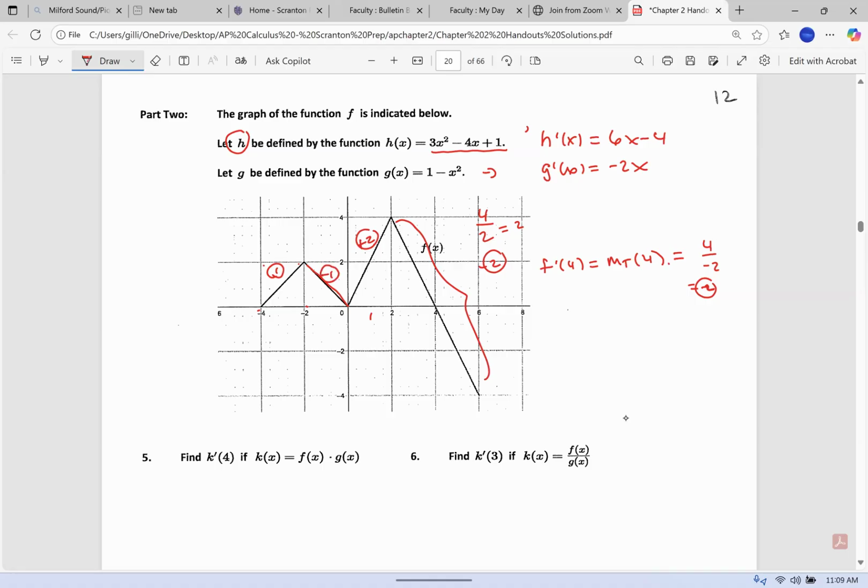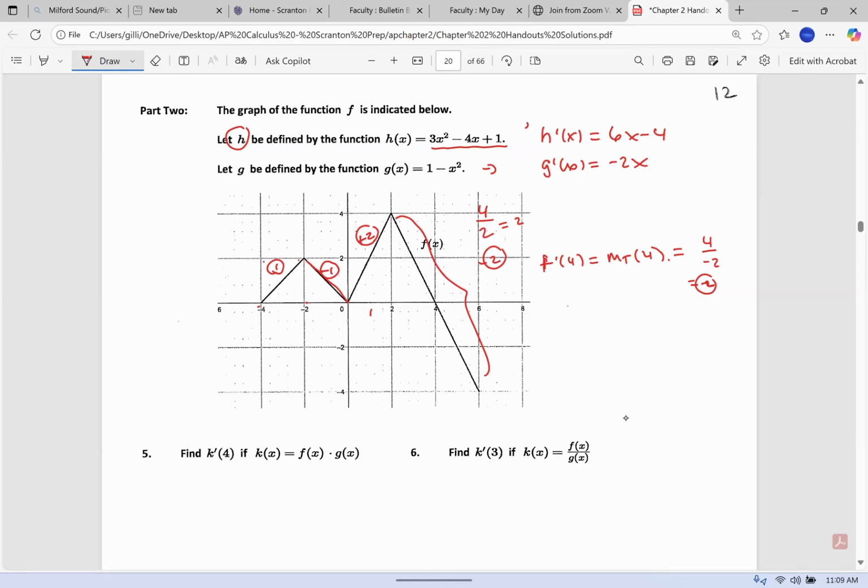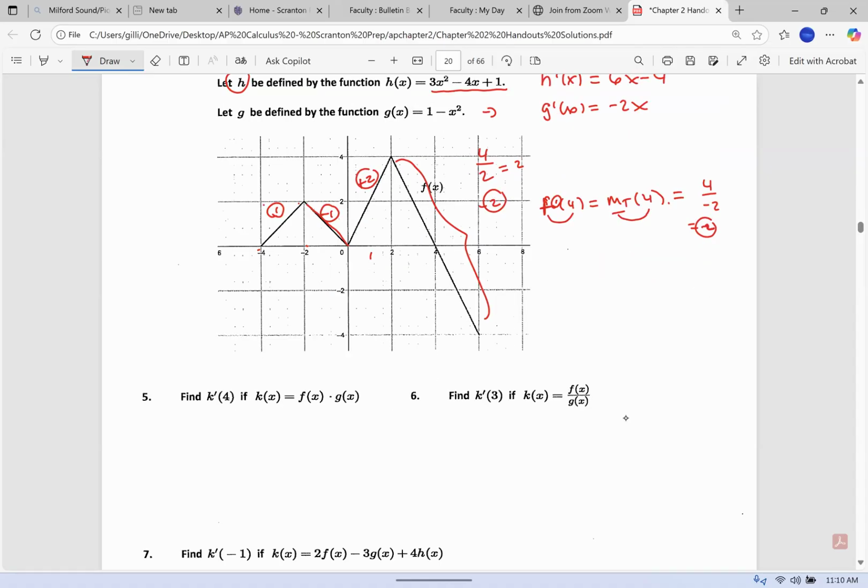So the point being is the derivative of f, say at 4, is equivalent to the slope of the tangent at 4, which just means you have to count your rise over run, if you will, or how many units you move up or down, then right or left.